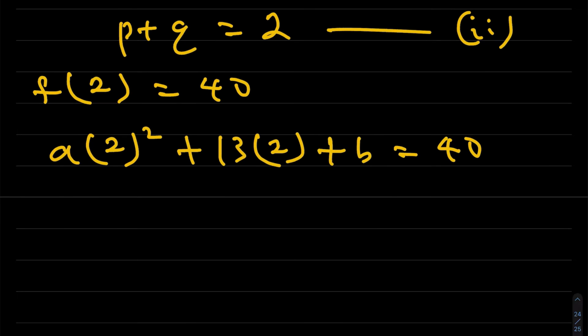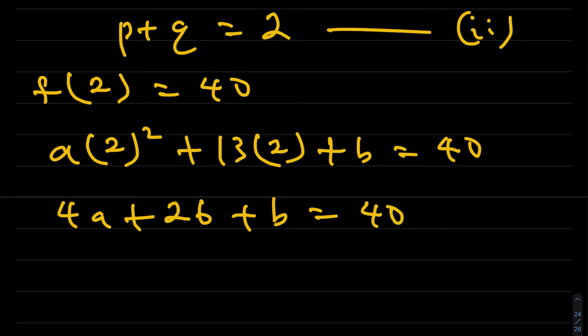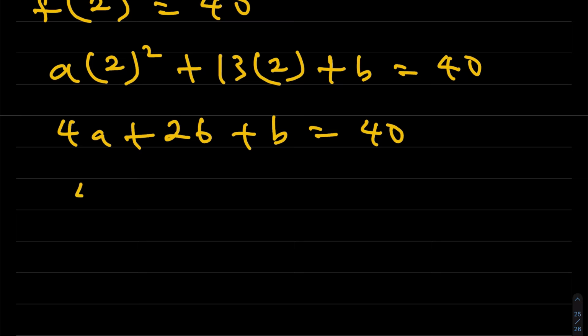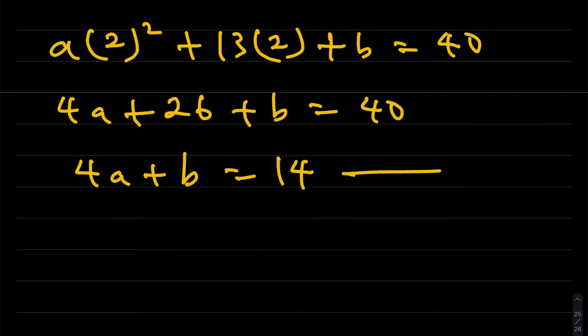That's the remainder when f of x is divided by x minus 2. This simply means 4a plus 26 plus b equals 40. And that's 4a plus b equals 40. When this 26 goes to the right hand side, it becomes minus 26. 40 minus 26, that's 14. And that's another equation. Let's call it 3.